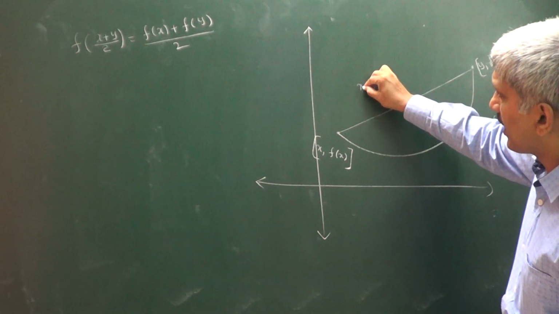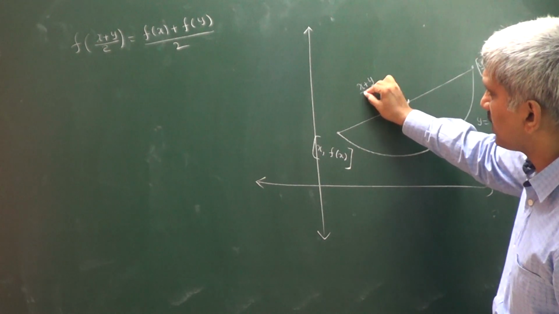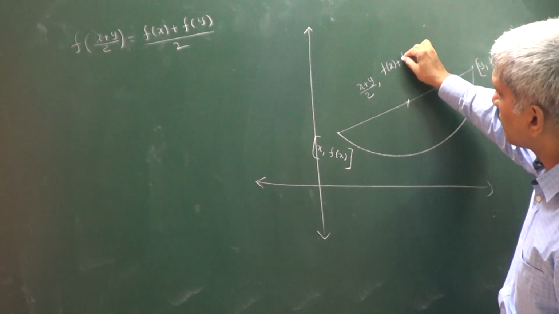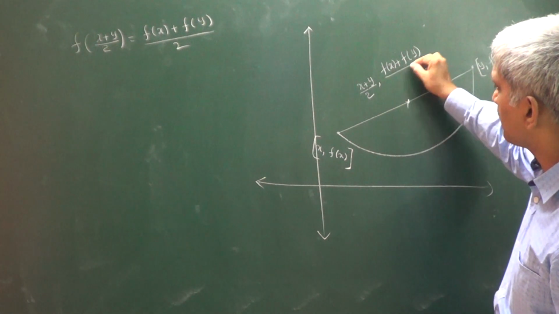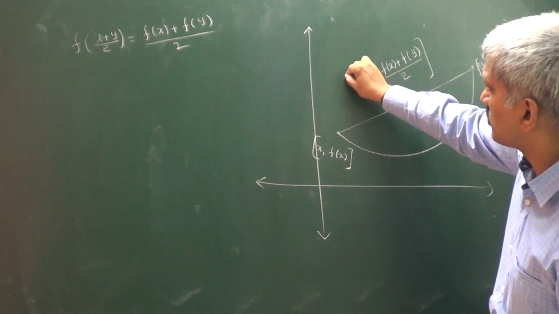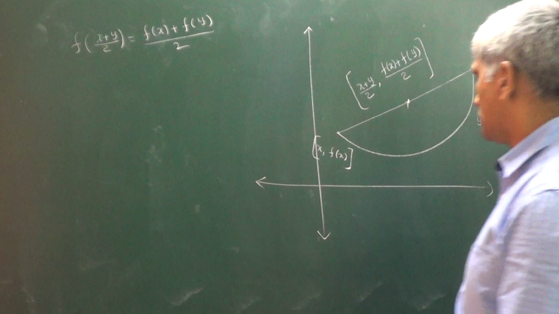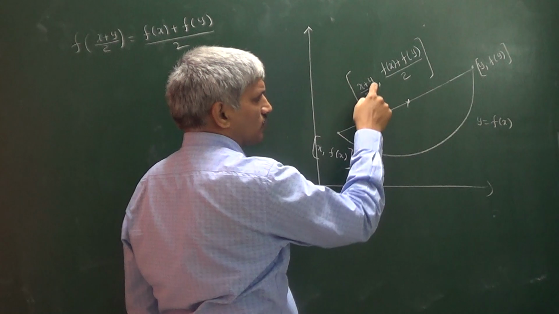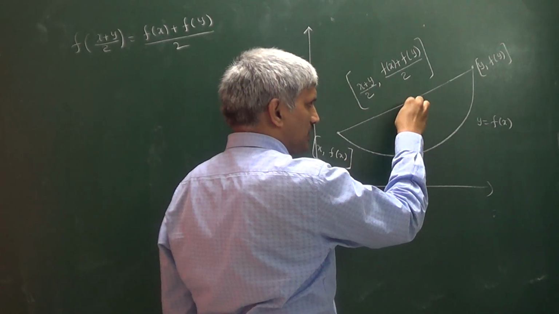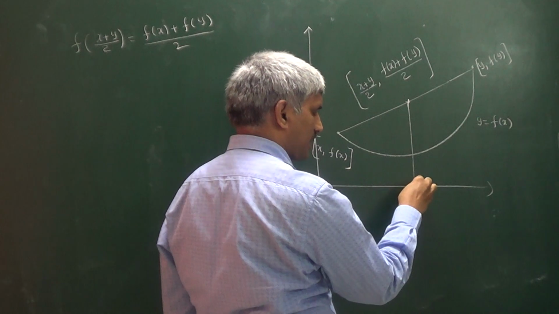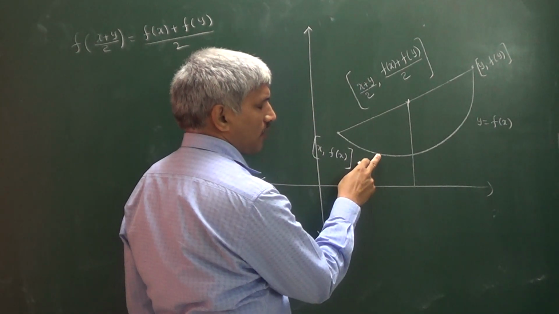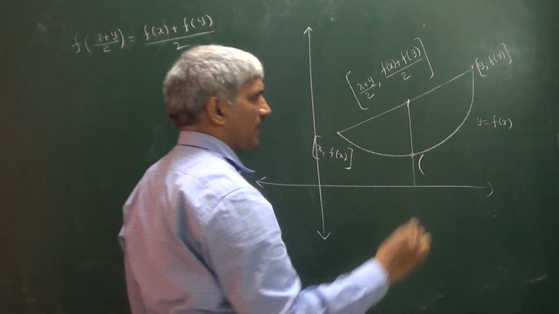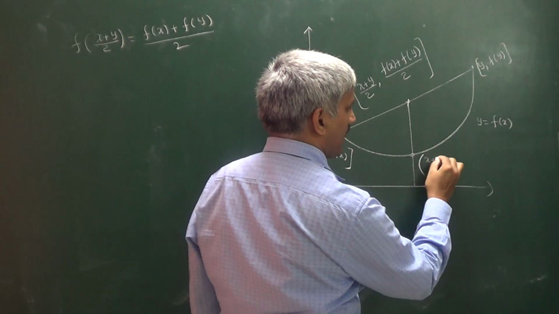The midpoint is ((x+y)/2, (f(x)+f(y))/2). That is the middle point of these two. So that means there is a particular point here. That point's x coordinate is (x+y)/2. From this, a line is drawn perpendicularly onto the x-axis. You know this is the graph of y equals f(x). That means this particular point's x coordinate is (x+y)/2.